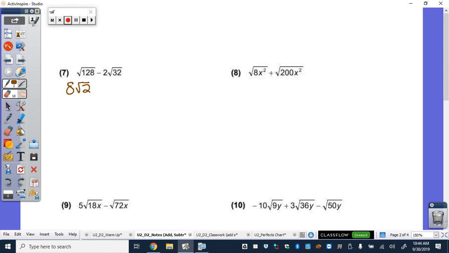Largest perfect square that goes into 32? 16. Square root of 16 is 4. And then what do we do with this 2 and that 4? Multiply. Good. So that becomes minus 8 radical 2. So 8 radical 2 minus 8 radical 2 is 0.